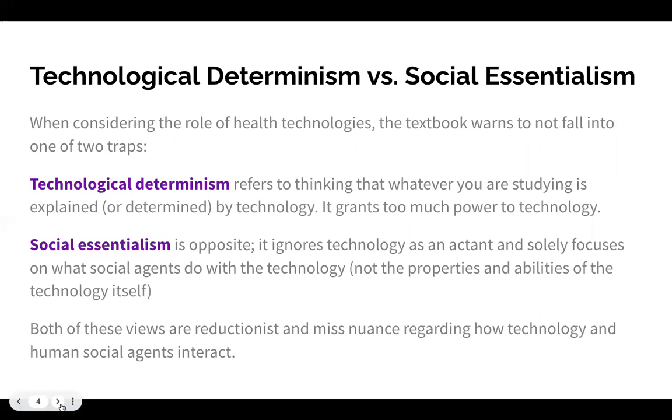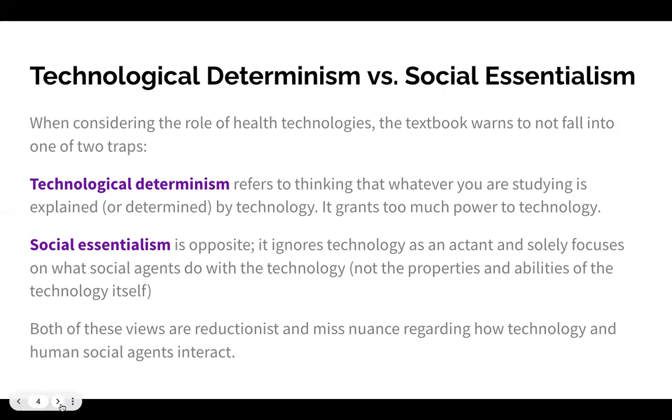The book goes on to discuss that, especially as health technology, all technology really, has a growing presence in our day-to-day lives, they warn researchers, they warn academics, not to fall into one of two common traps. One common trap is entitled technological determinism, and that refers to thinking that whatever you're studying is explained or determined by technology. It grants too much power to technology. Without meaning to, I sometimes hear students fall into that trap themselves.